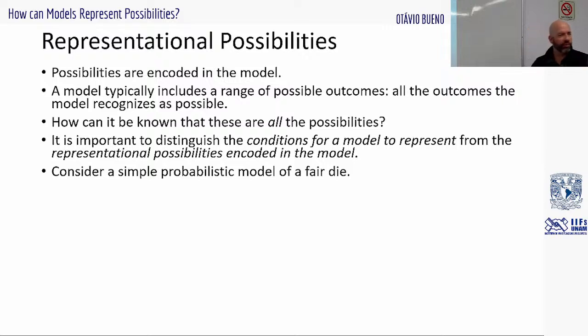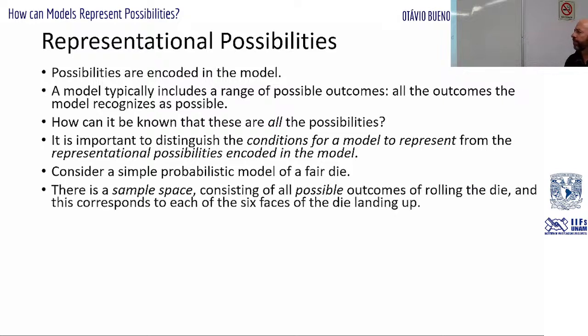So let's consider a simple example to illustrate. As a good empiricist, I work from the bottom up. I look at a particular example, try to understand how it works, and see which features it may illuminate, rather than come up with a big, questionable, problematic theory and infer from there. Okay. So think about a fair die. There is a sample space consisting of all possible outcomes of rolling the die, corresponding to each of the 6 faces that the die can land on.